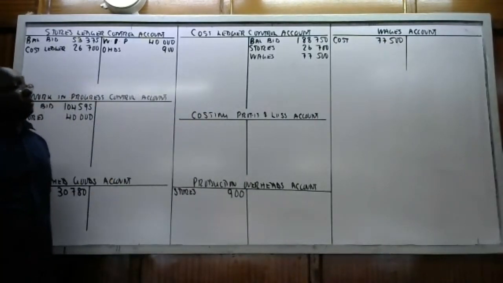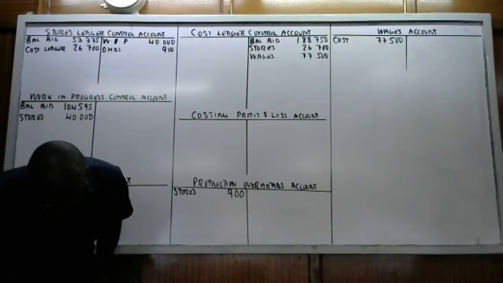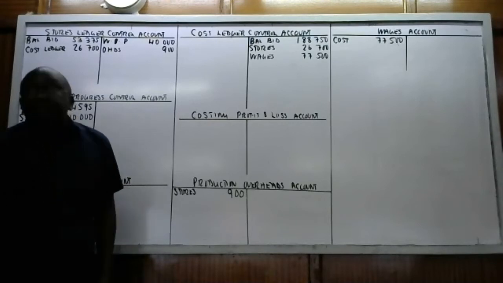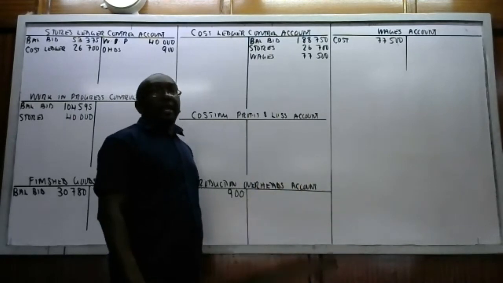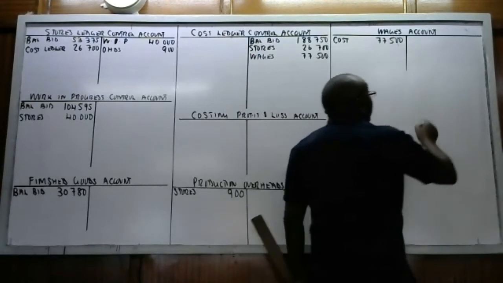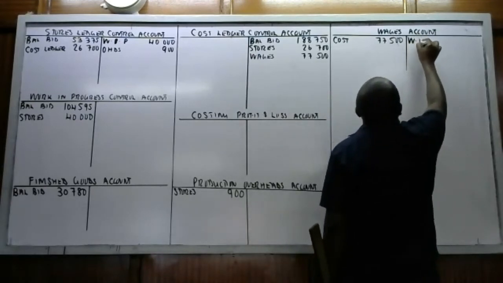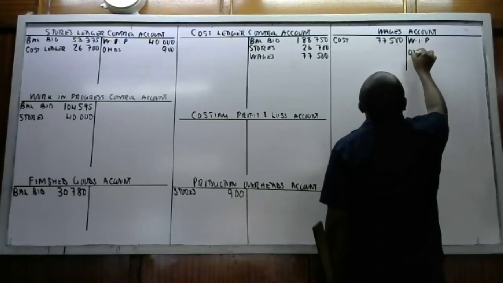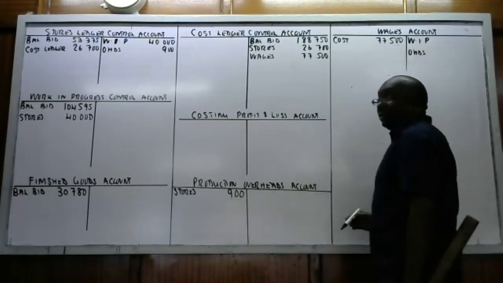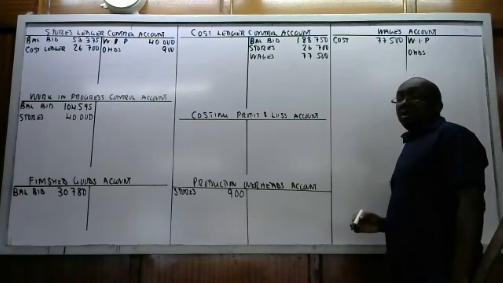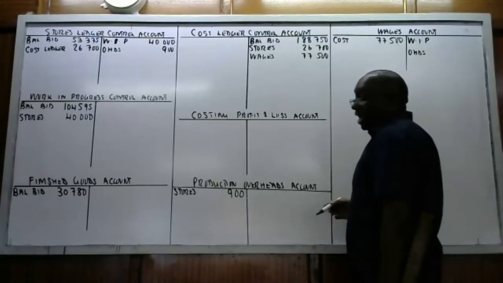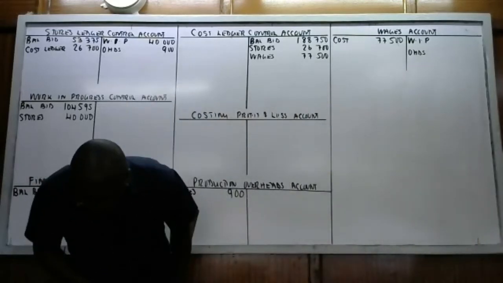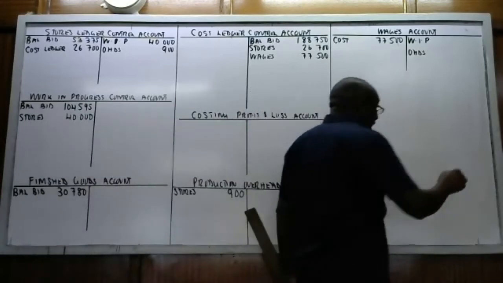77,500. Next, we are told including indirect wages. Remember, wages are divided into two: the direct and the indirect. The direct goes to work in progress, and the indirect goes to overheads. So the indirect, which is supposed to go to overheads, is 23,000.